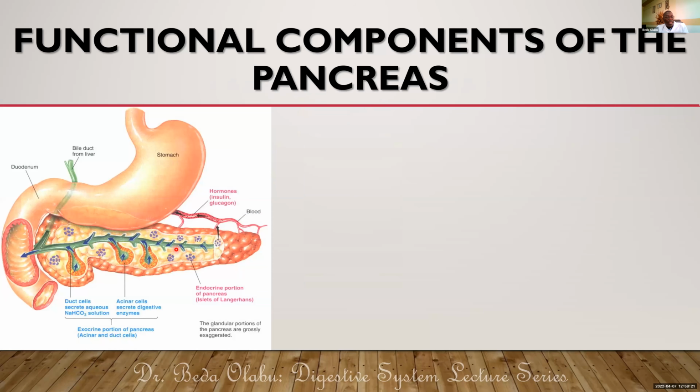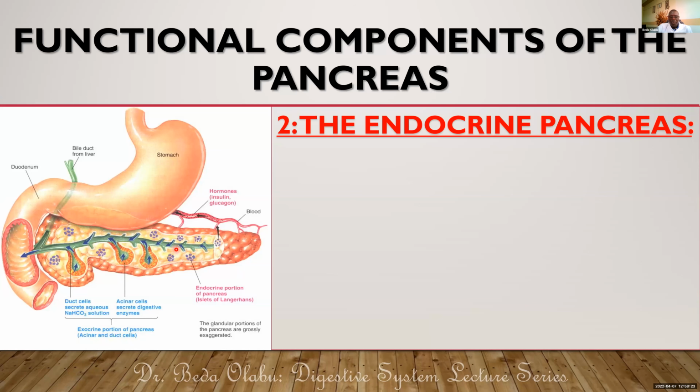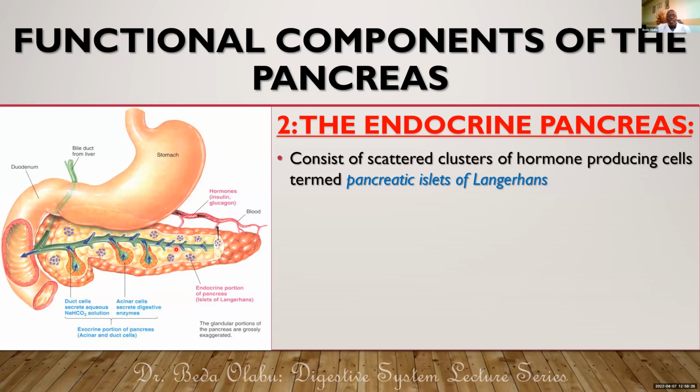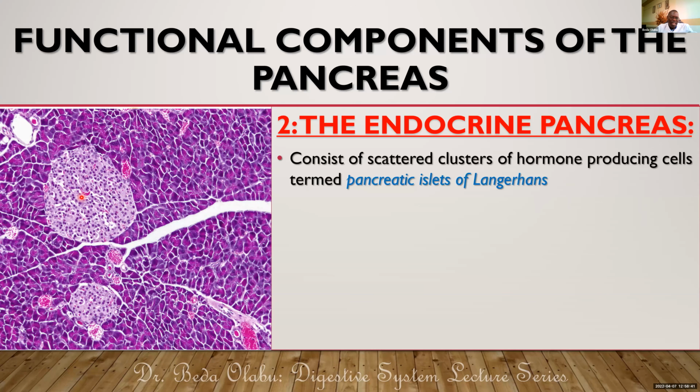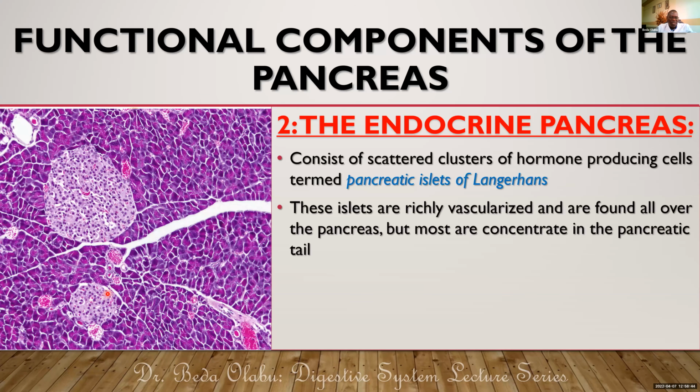Great, that was exocrine pancreas. Now, endocrine pancreas, we're almost finishing. The endocrine pancreas consists of clusters of scattered hormone-producing cells, which we call the islets of Langerhans, if you remember from our lecture on endocrinology. So this is an islet of Langerhans, that's another islet of Langerhans. The islets are usually richly vascularized, as you can see blood vessels very near them, because they release their secretions into the bloodstream. They are found all over the pancreas, but most of them are found within the pancreatic tail.